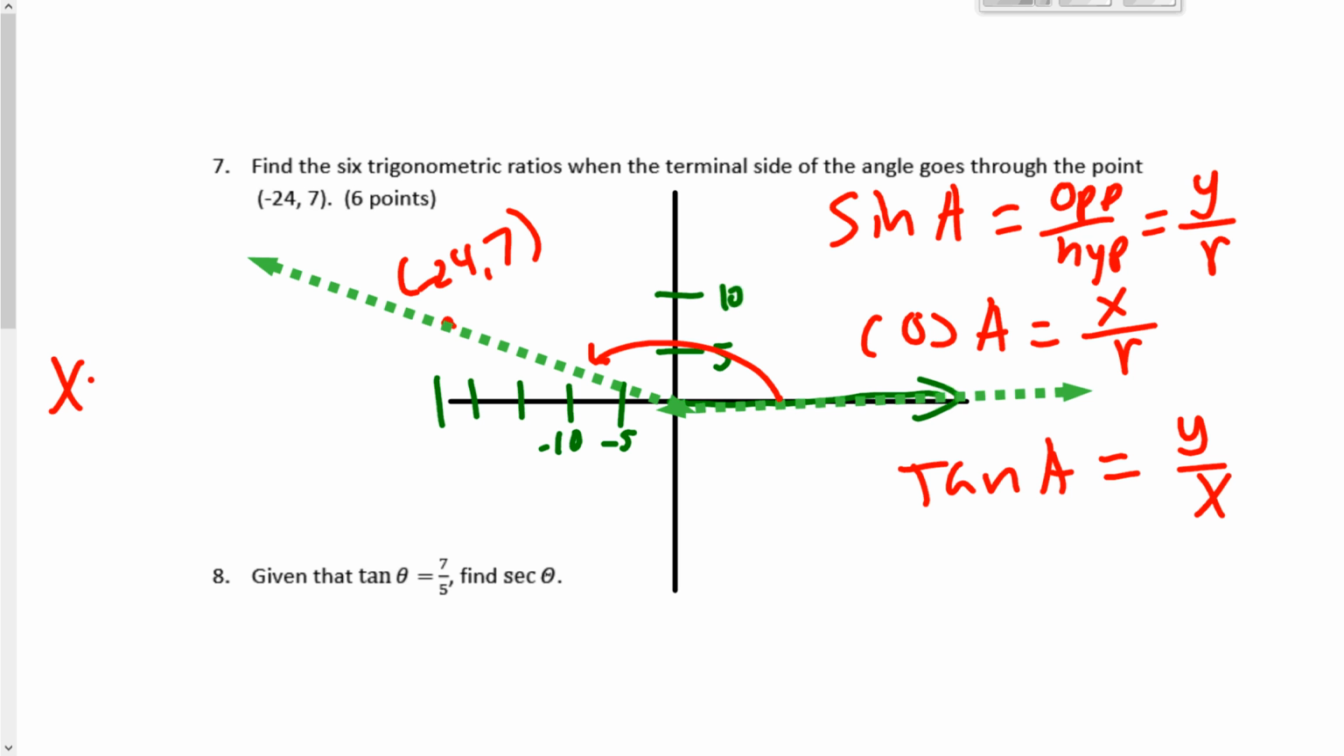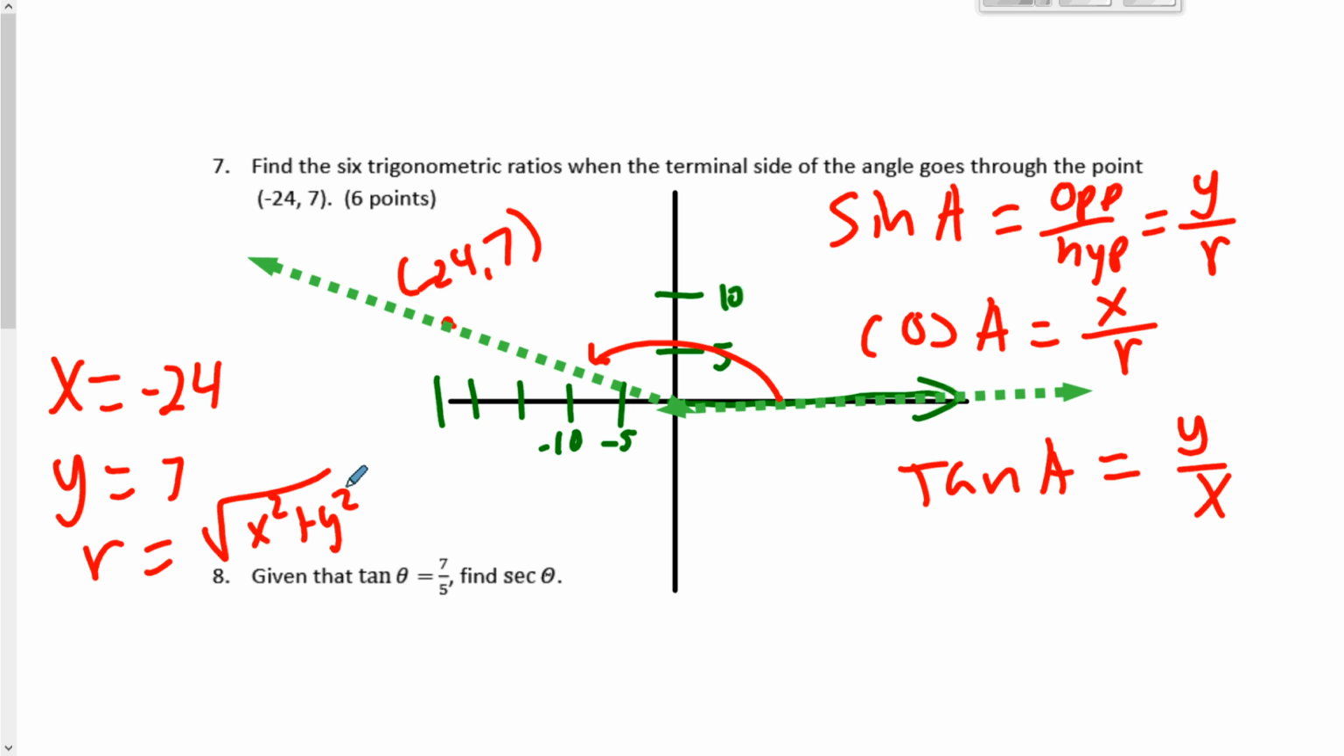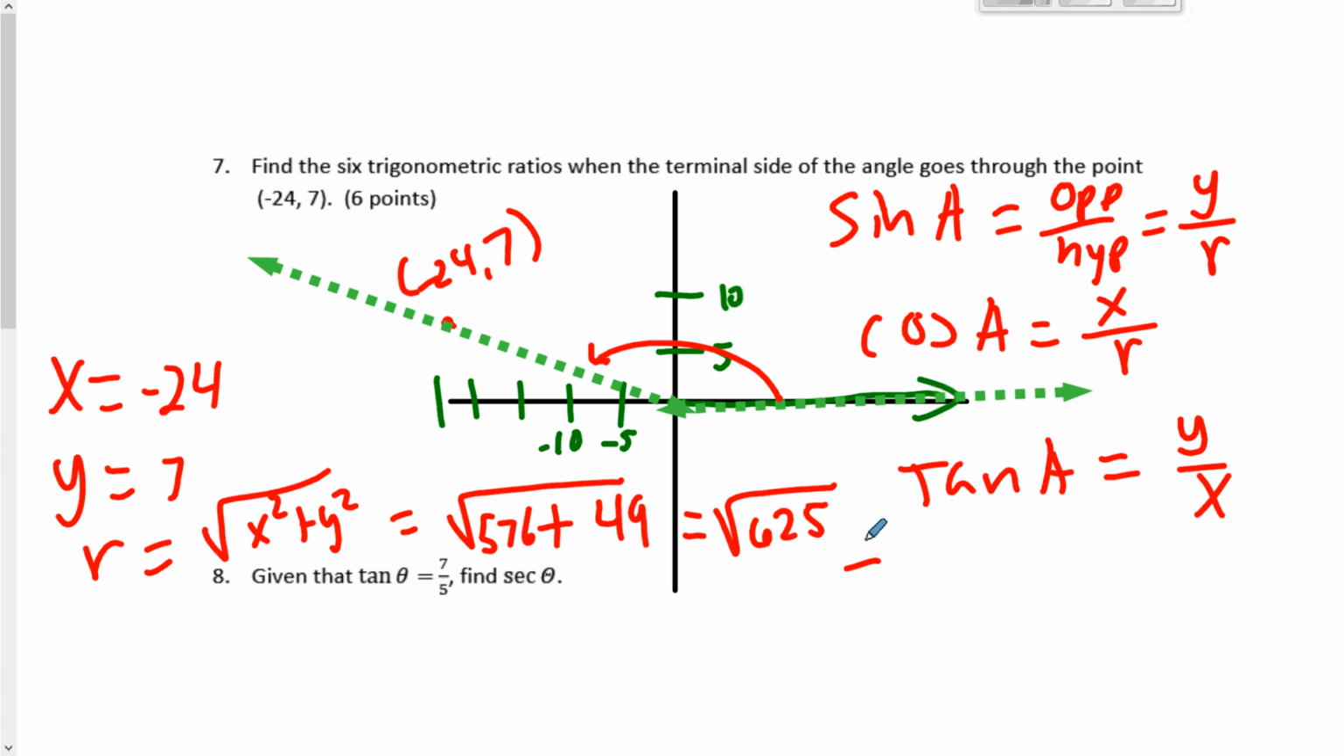So x is equal to negative 24. Y is equal to 7. Now r is a little tricky. I got to square root my x squared plus my y squared. So I got to take 24 squared and add 7 squared. So my r is equal to the square root of whatever 24 squared is, and 7 squared is 49. So you always add them, even if you have a negative in there. This is kind of the absolute value of a complex number too, or the Pythagorean theorem, right? So negative 24 squared is 576. We add that to 49, we get 625, and the square root of 625 is 25.